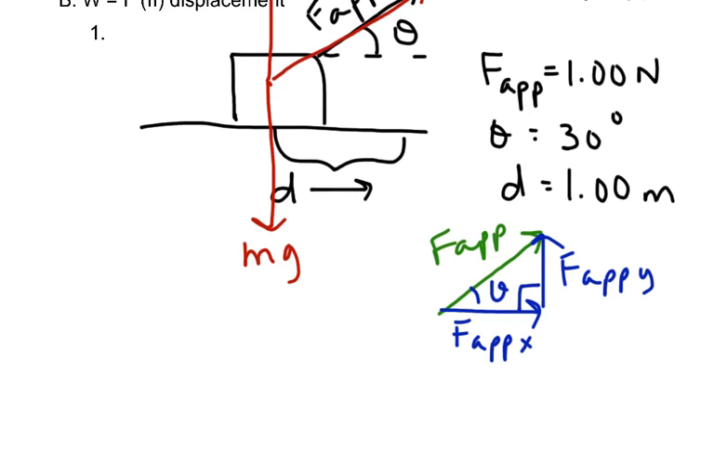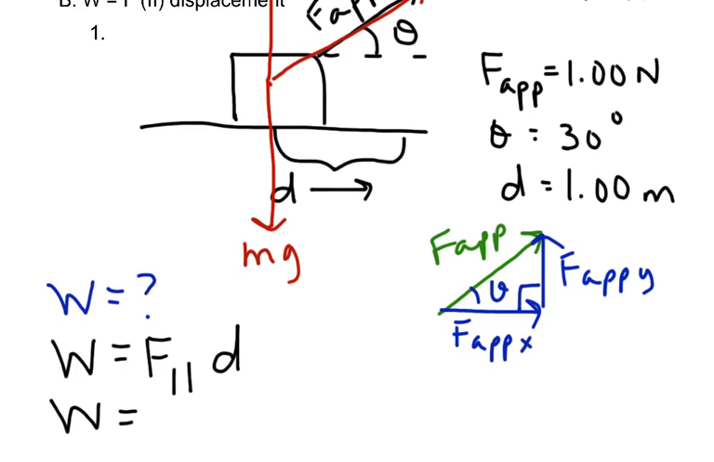So far we've drawn a picture, we've written the givens. What I want you to find is the work done on this crate. So the formula for work is the force applied to the object multiplied by the parallel displacement. And so if the displacement is to the right or in the x direction, I want to add up all the forces in the x direction. In this problem, there is just one force in the x direction, and that's the F applied in the x direction. We're going to multiply that by the displacement, and that will give me the work done.